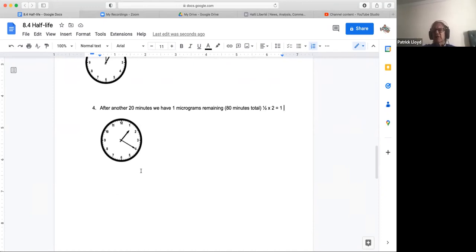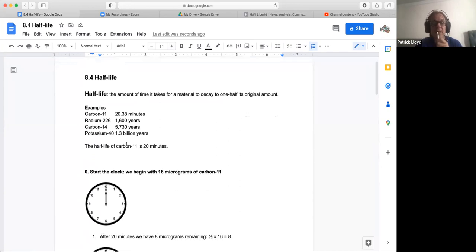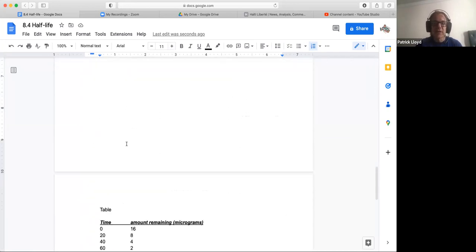So there's different calculations you could do. I could give you the amount of time, and then you could figure out how much is left. But notice we're doing multiples of the half-life, okay? So this method does not allow us to do fractions of the half-life. So we couldn't do 25 minutes or 15 minutes. It has to be multiples of the time. If we were doing the same problem with carbon-14, it would be multiples of 5,730 years, okay?